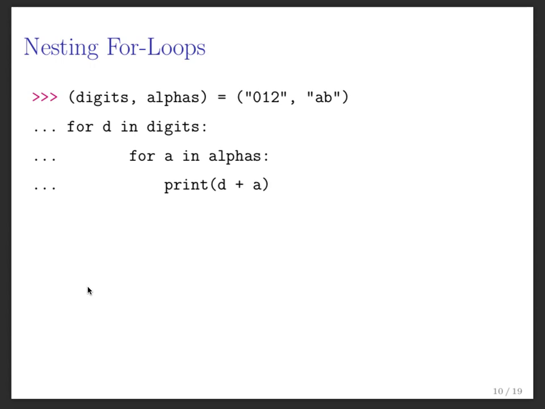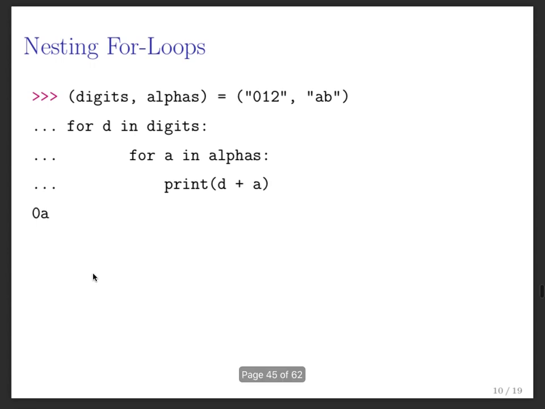So what I'm going to do here is take d in the digits and then repeat a for loop which takes a in alphas and then prints d plus a. So we'll start slow. What's the first thing that gets printed? 0a. So let's reason this.